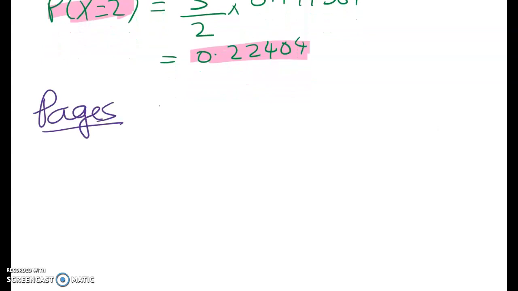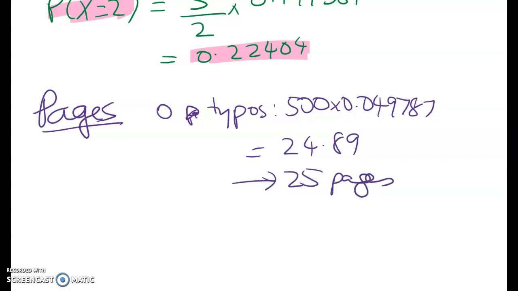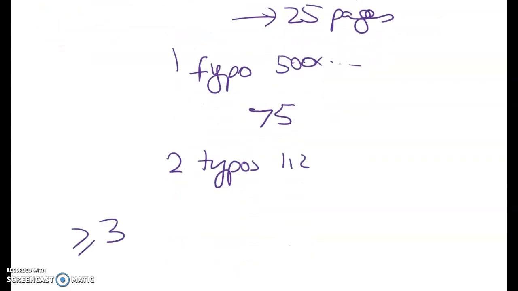So for no pages with typos, those will be 500 times 0.049787, which gives us 24.89 pages. We'll round that up to 25 pages. Okay, and then 1 typo, same thing, so 500 times the number, and I think for 1 typo, we end up getting 75 pages. I'm doing this really fast now. And then 2 typos gives us 112. And then 3 or more will equal 500 minus 112 plus 75 plus 25.